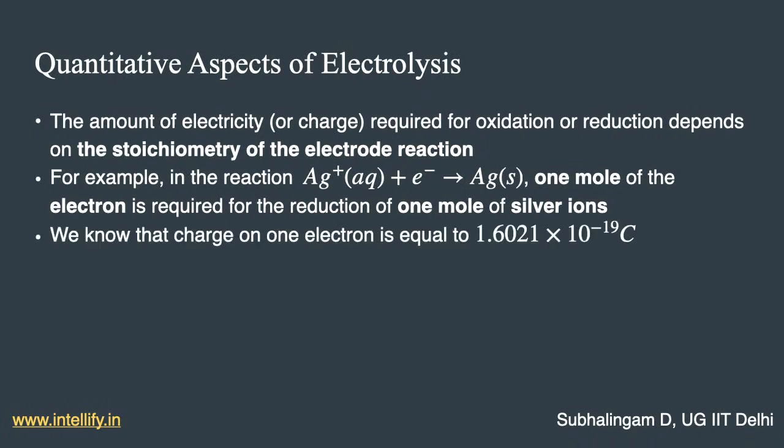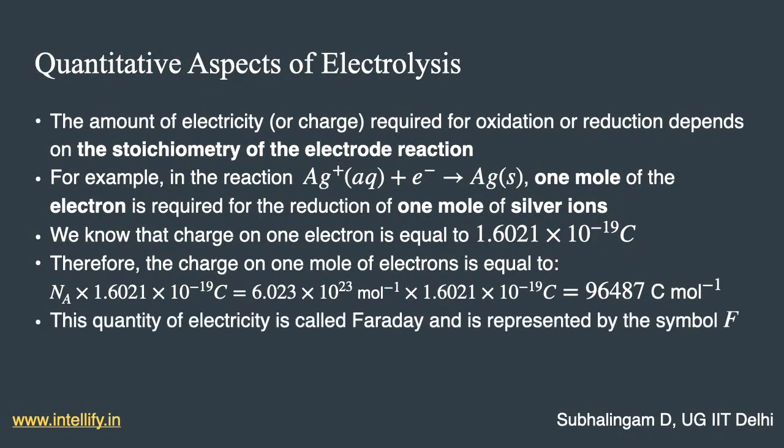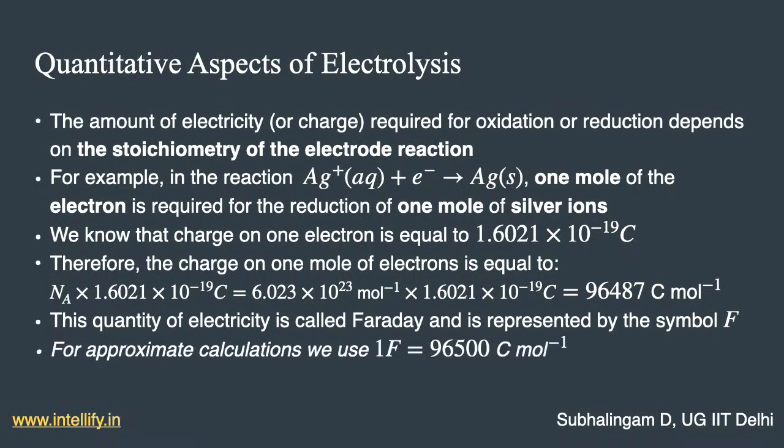We know that the charge on 1 electron is equal to 1.6021 × 10^-19 coulomb. Therefore, the charge on 1 mole of electrons is the Avogadro number N_A times that charge, which comes out to be 96,487 coulomb per mole. Is this number familiar to you? Yes, this is Faraday's constant. This quantity of electricity is called a Faraday, and it is represented by the symbol F.